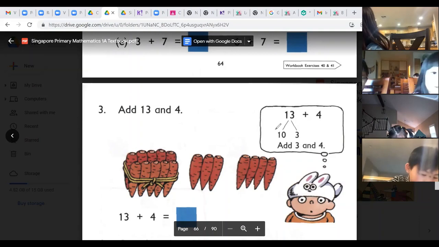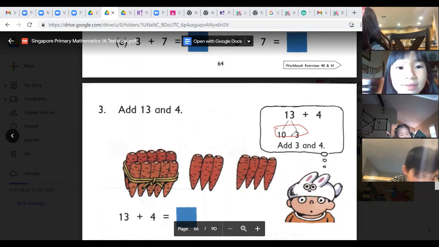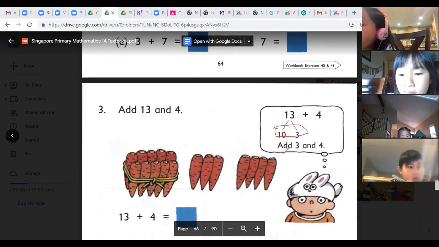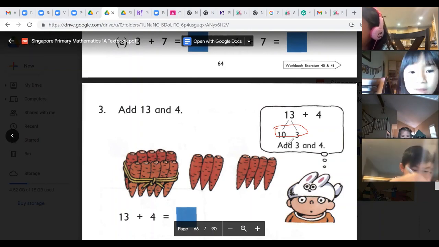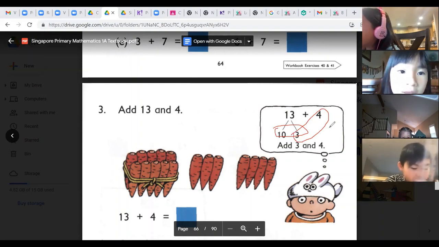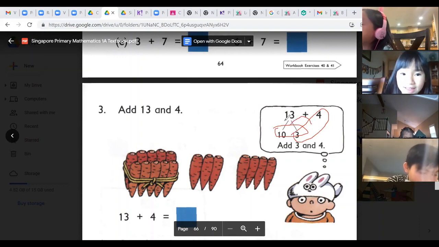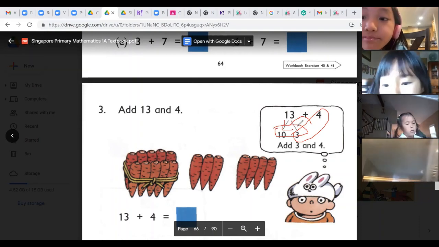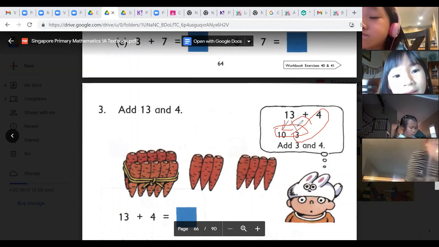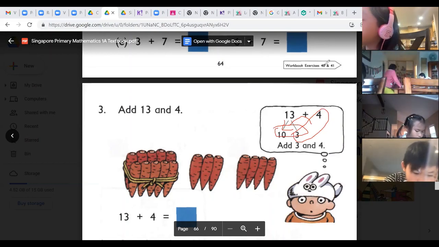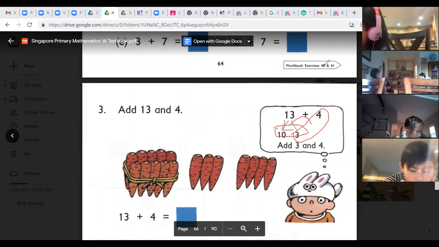We know that 13, it shows here, we know that 13 is made out of 10 and 3, so that's a number pair. Okay. And so what we can do is we can add 3 and 4 and then do what we usually do and just add the 10. And so 3 and 4 is 7. And so 10 and 7 we know is 17. So 13 and 4 is 17.